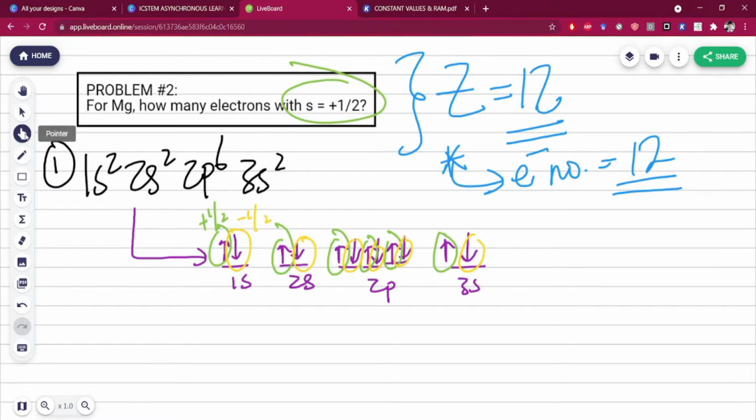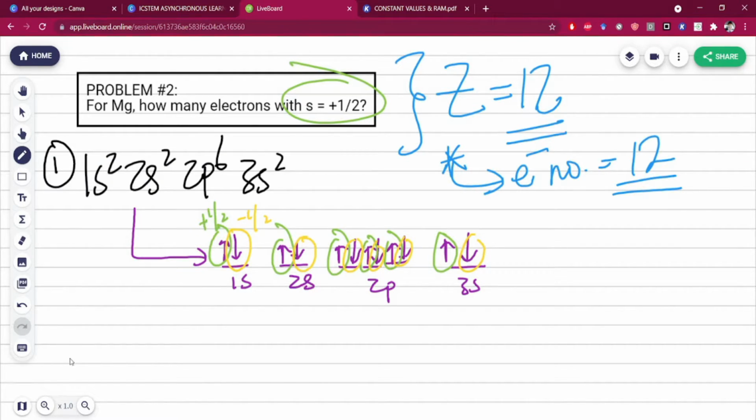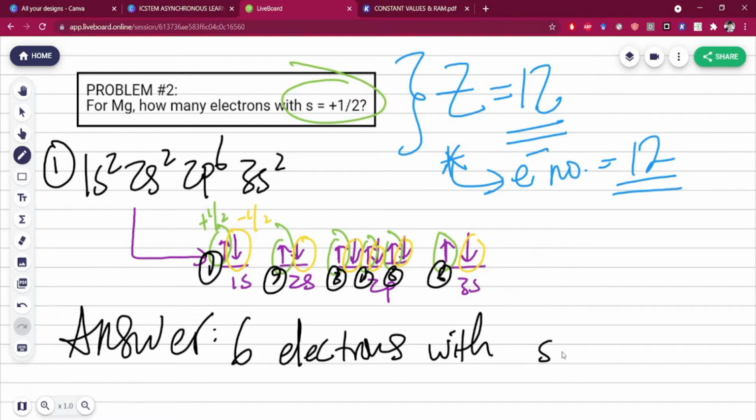So when you count the green ones, you have 1, 2, 3, 4, 5, 6. Therefore, the answer is 6. So you have 6 electrons with spin half. Okay?